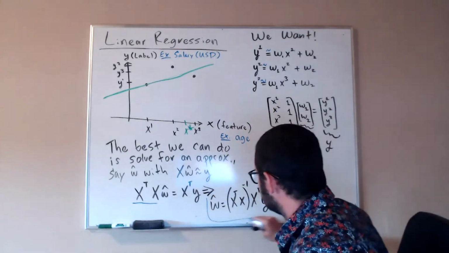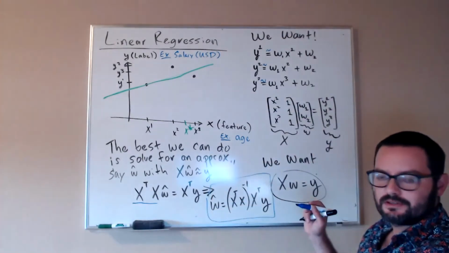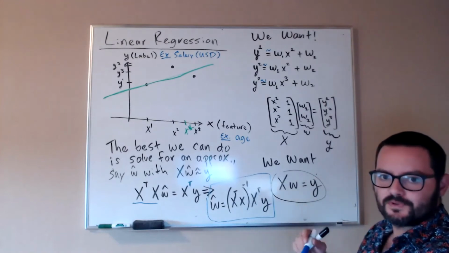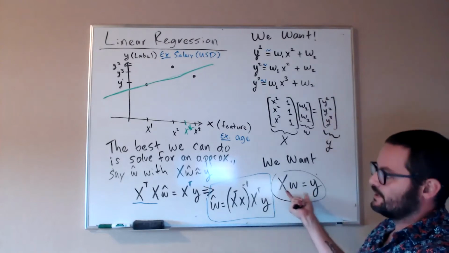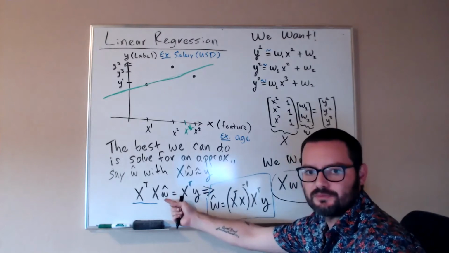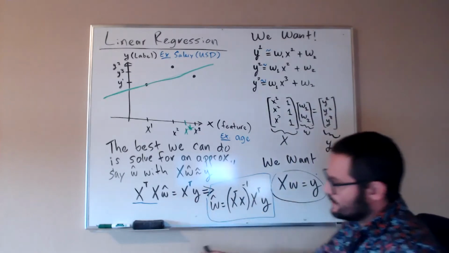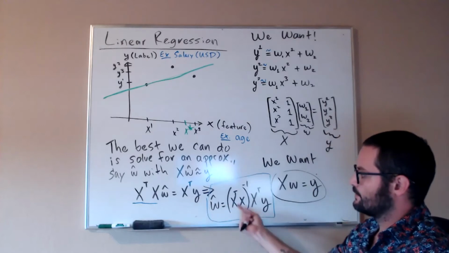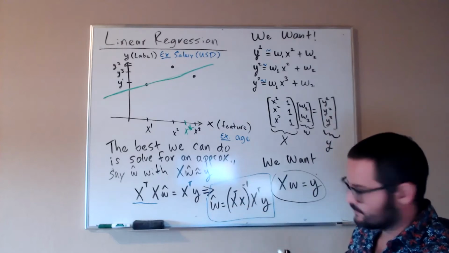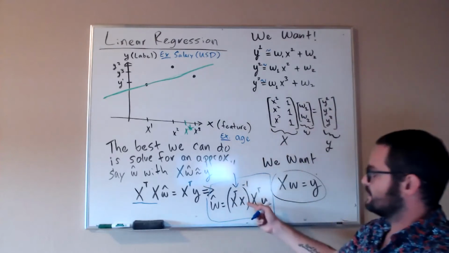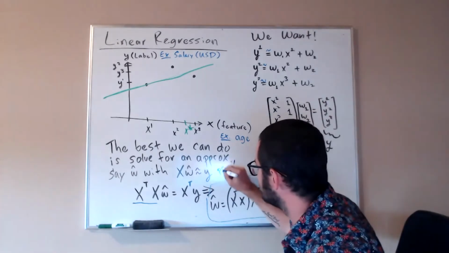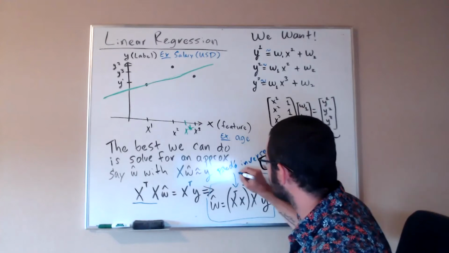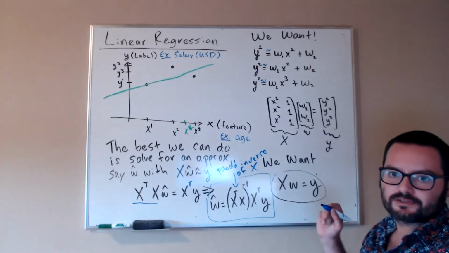This right here is the closed form solution to linear regression. Okay? So starting from what we want, we can't do that, but this is always solvable, and this will be an approximate solution to it. This is invertible, so we solve for W hat by multiplying both sides of this equation by the inverse of X transpose times X, which I should note, X transpose times X inverse times X transpose, is called the pseudo inverse of X.